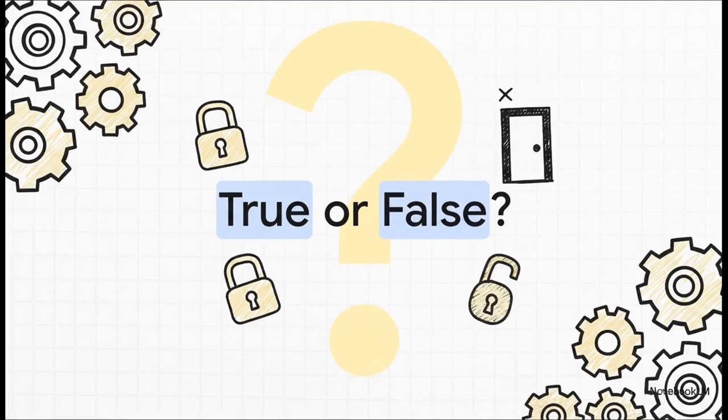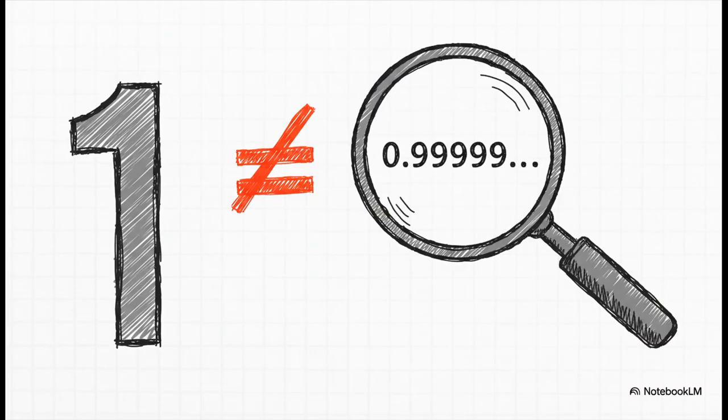Take a second. What's your gut feeling? Is this statement true or is it false? Go on, lock in your answer. The answer is, almost every single time, false. And it's because of a weird thing called floating point imprecision. See, computers are bad at storing decimal numbers perfectly. So a number like 1/3 ends up being stored as something like 0.33333. And when you multiply that by 3, you get 0.9999, not a perfect 1.0. That tiny difference makes a direct comparison fail.